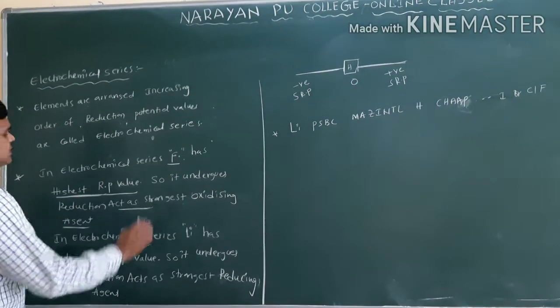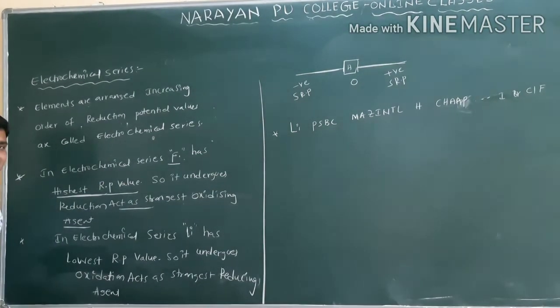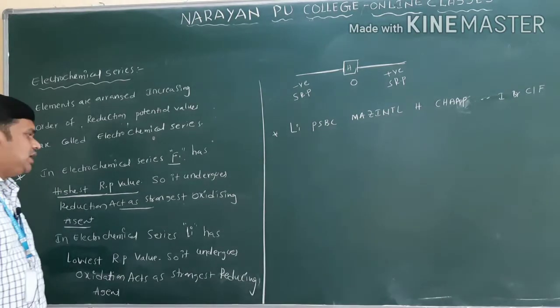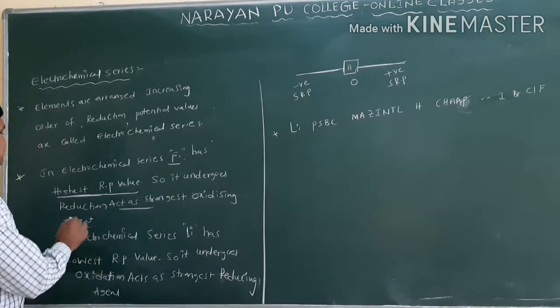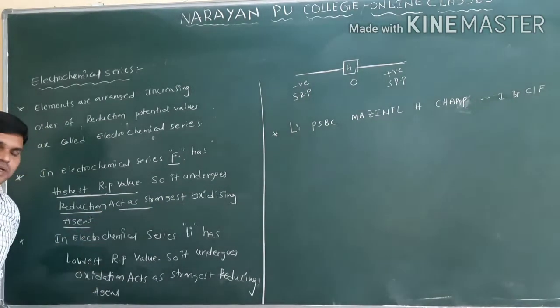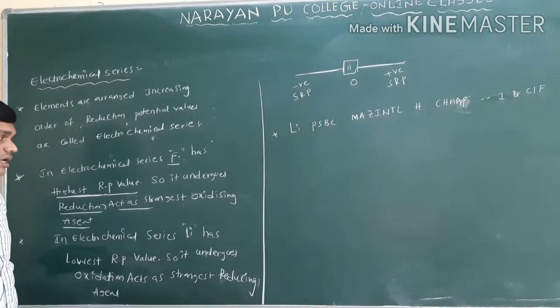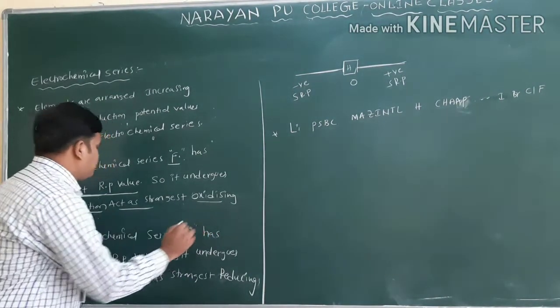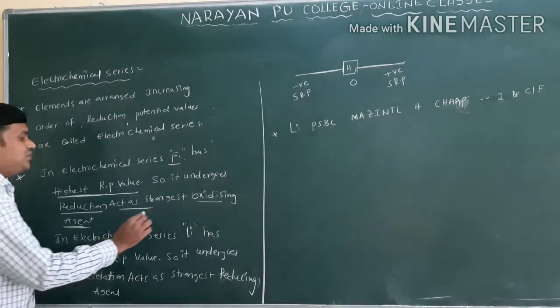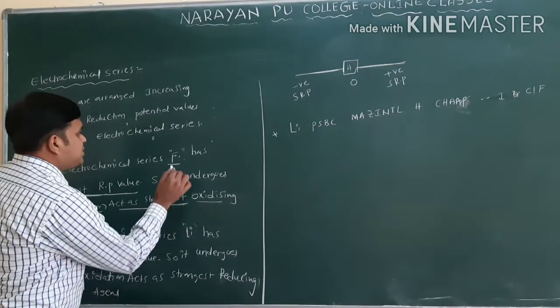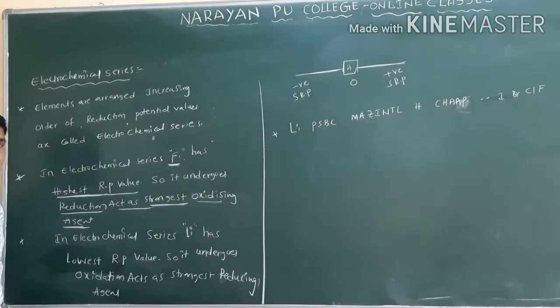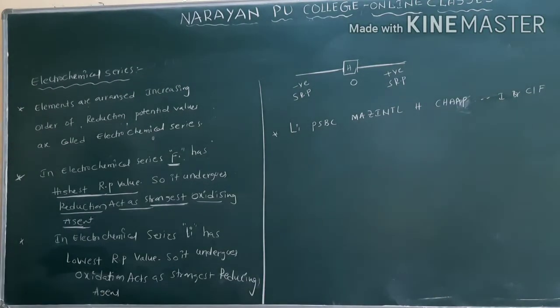In the electrochemical series, fluorine has the highest reduction potential value. It undergoes reduction. Generally, fluorine is a non-metal. Non-metals generally undergo what? Reduction. They can act as what? Oxidizing agent. Which is the strongest oxidizing agent here? Fluorine is the strongest oxidizing agent.